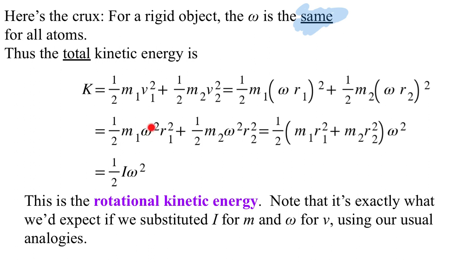Do out the algebra to get the omega squared r squareds, and then factor it. And I'm going to do it in kind of a weird way, but I'm going to pull the half out front, and I'm going to pull the omega squared out back. And the reason for doing that is that now I get a form, which is that the kinetic energy is 1/2 times some constant, something, times omega squared. The something here is called the rotational inertia, and we get something called the rotational kinetic energy.